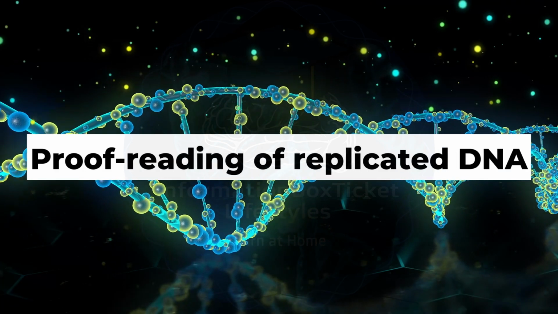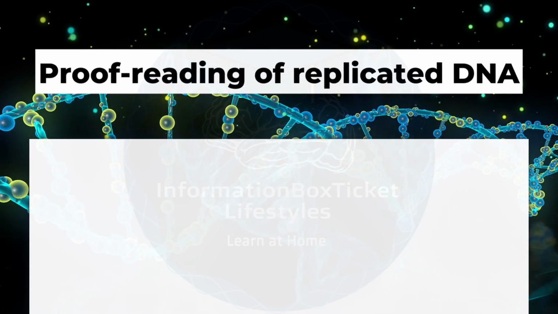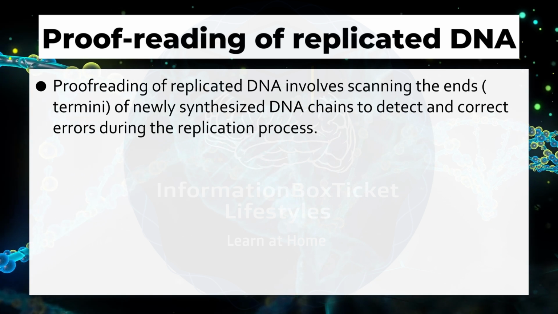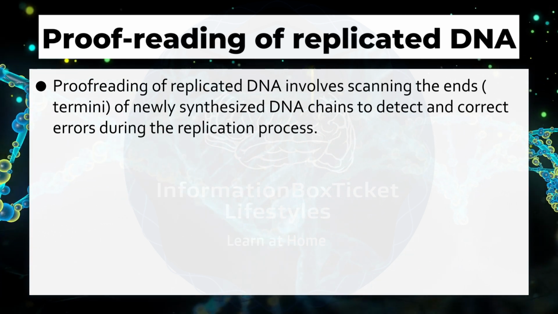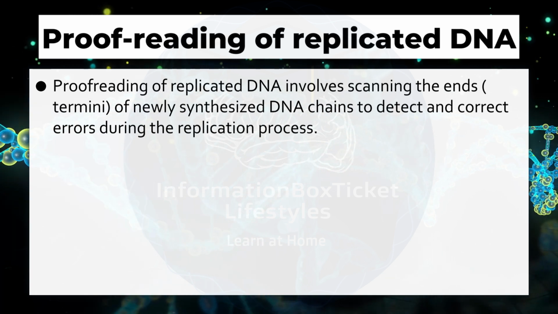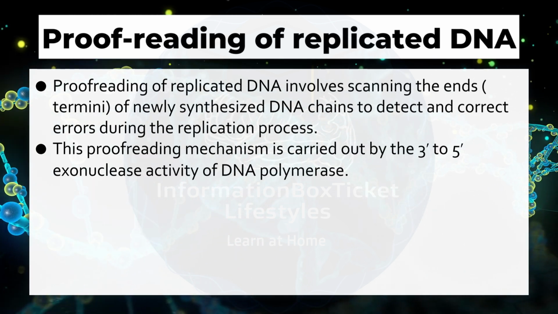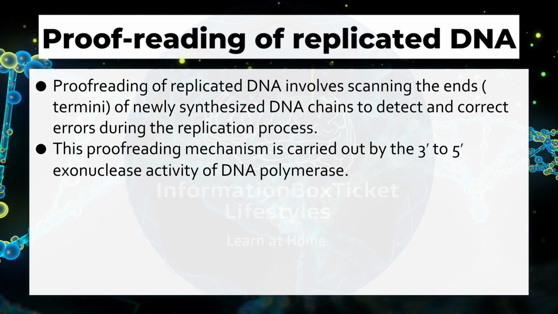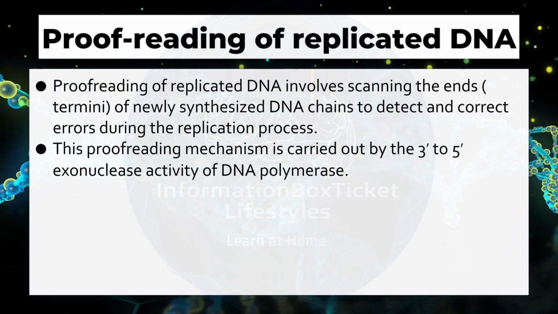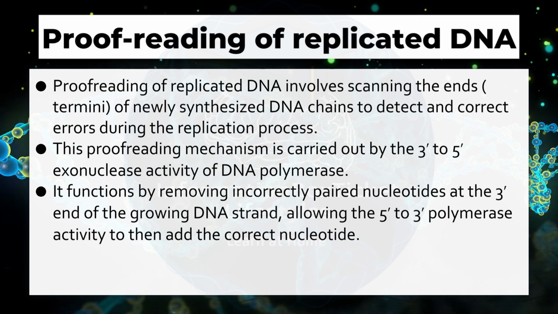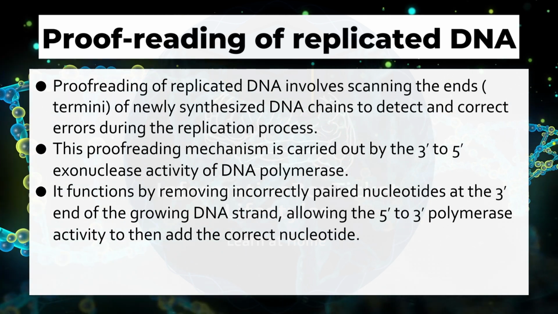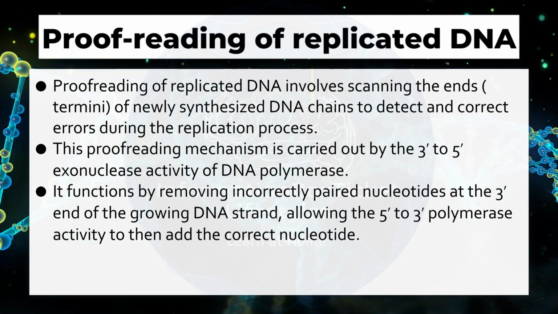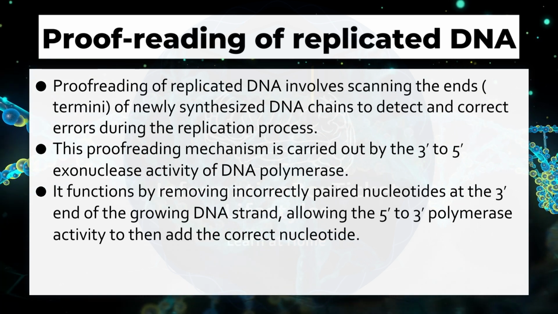Proofreading of replicated DNA. Proofreading of replicated DNA involves scanning the ends, termini, of newly synthesized DNA chains to detect and correct errors during the replication process. This proofreading mechanism is carried out by the 3' to 5' exonuclease activity of DNA polymerase. It functions by removing incorrectly paired nucleotides at the 3' end of the growing DNA strand, allowing the 5' to 3' polymerase activity to then add the correct nucleotide.